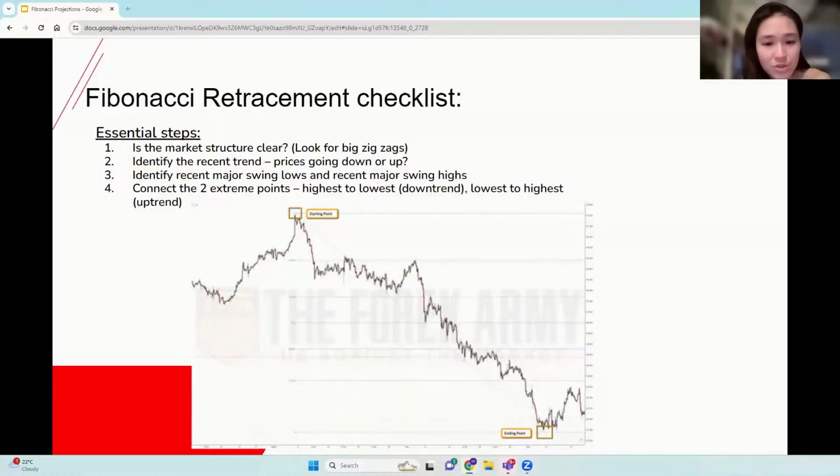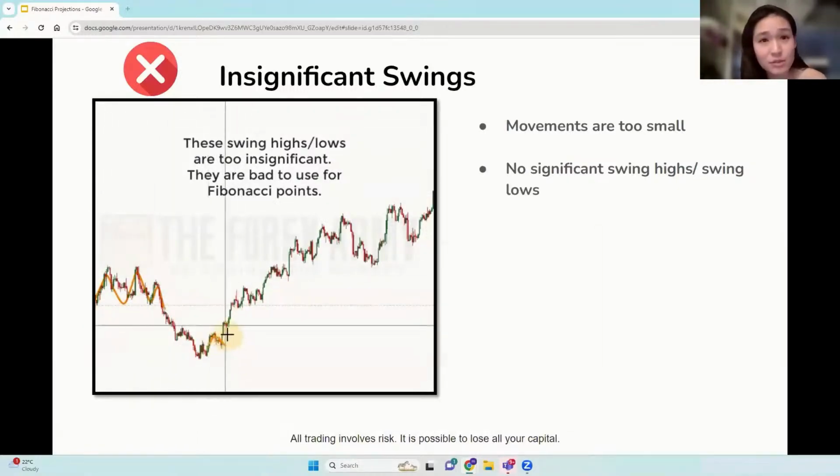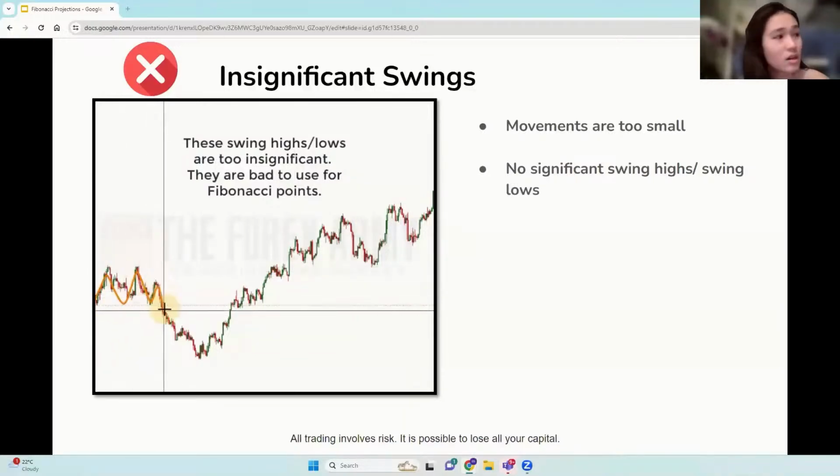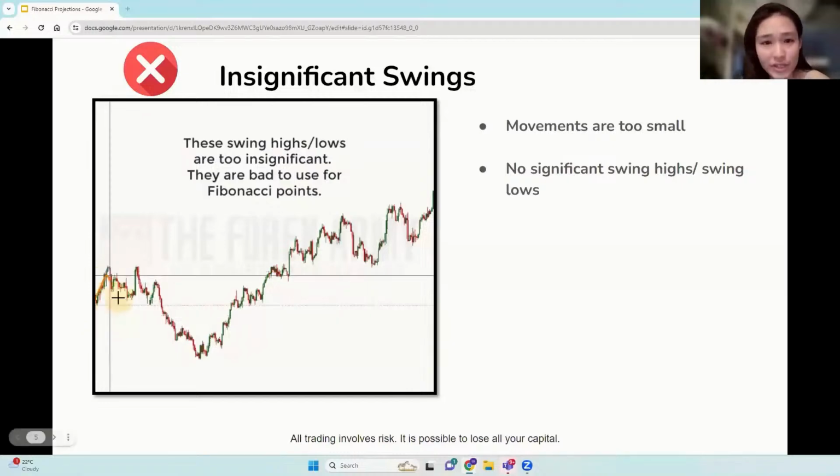Next, you want to connect the two extreme points, the highest to lowest if you're looking at a downtrend, and the lowest to highest if you're looking at an uptrend, like you see here in this image. Okay, so let's first look at an incorrect example. So here's an example of an insignificant swing, which are typically bad points to use for Fibonacci starting and ending points. Price movements here are too small and there are no significant swing highs or swing lows. So you can see we're drawing out the shape, and this is the kind of shape that you want to avoid.